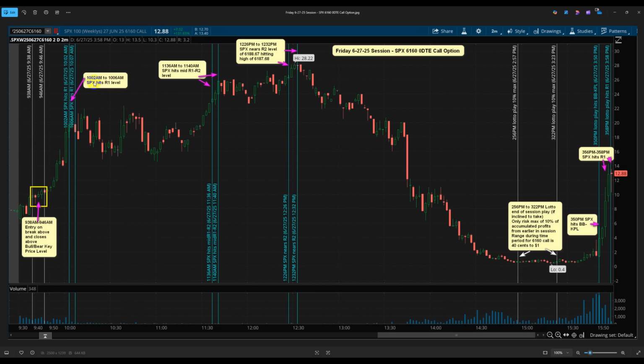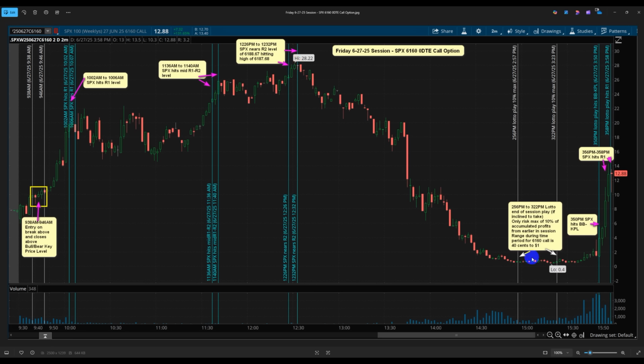10:02 a.m. to 10:06 a.m. SPX hits R1 level, so that would be these here. 11:36 to 11:40 a.m. SPX hits the mid R1 R2 level, so that would be right here. 12:26 to 12:32 p.m. SPX nears the R2 level of 6188.67, hitting a high of 6187.68, so roughly came short of $1. But as you can see here, we had a high of 28.22 on that call option during that time period.